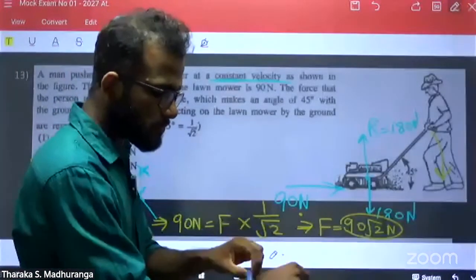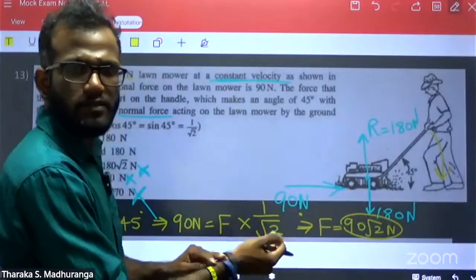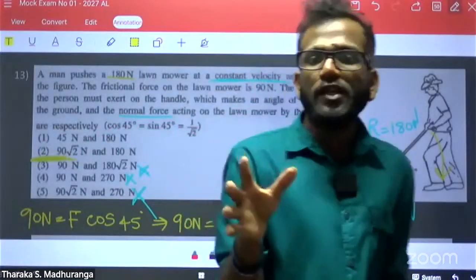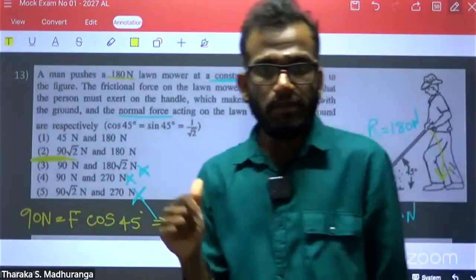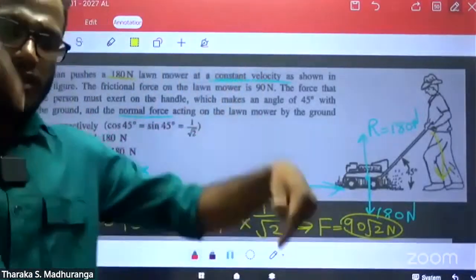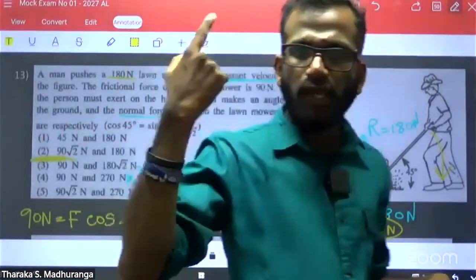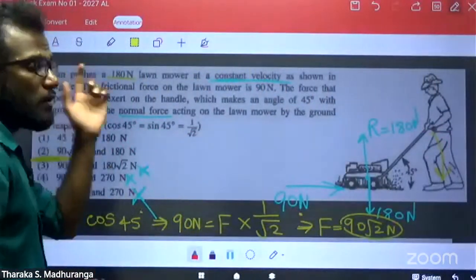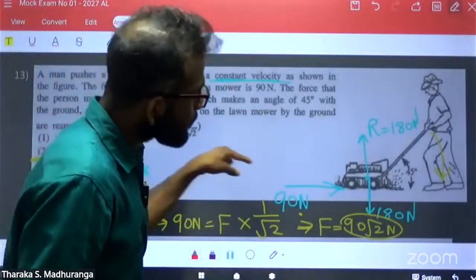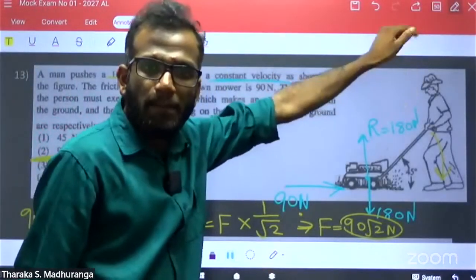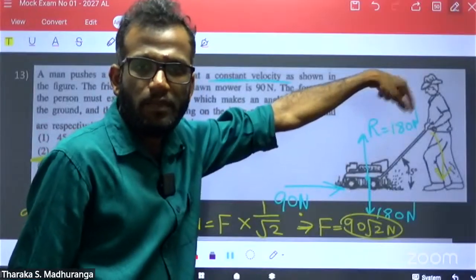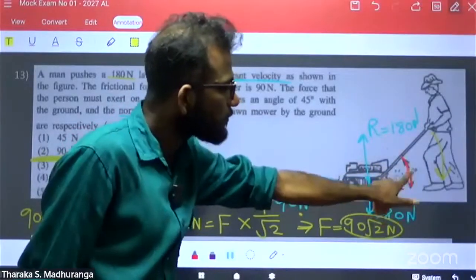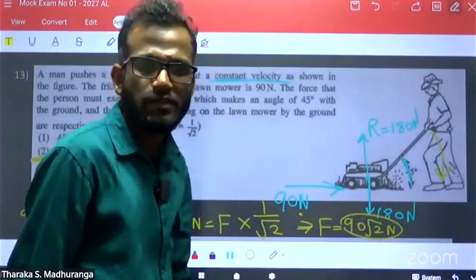Sarmia. 180 Newton, it's easy. The weight is 180. Actually, 18 kilogram is the mass of this machine. For the 18 kilogram machine, the weight is 180, and the perpendicular reaction is also 180. Now you need to get the person applied force on the handle. This angle is given as 45 degrees.